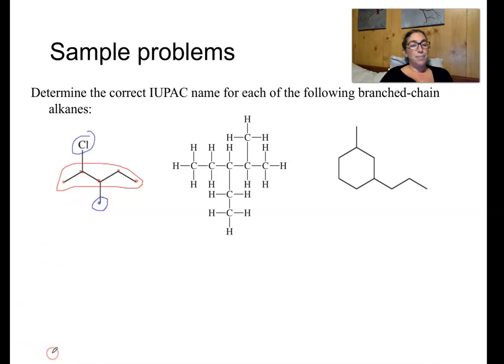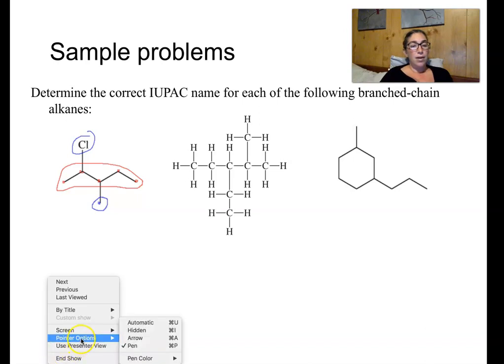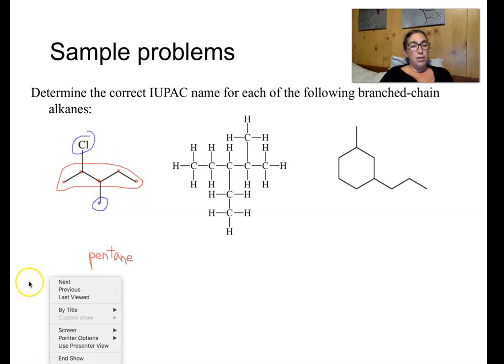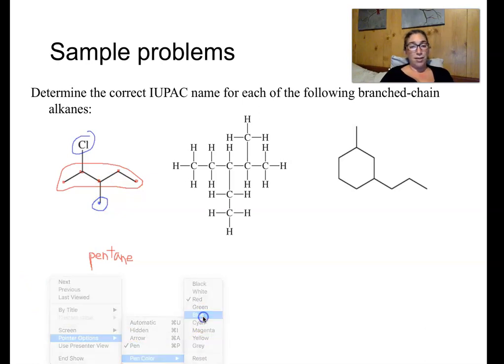So now I'm going to name it. So my parent chain, in red, my parent chain 1, 2, 3, 4, 5 carbons. I look at the table, and a 5-carbon alkane is called a pentane. So I'm going to write that out first. It's a pentane. I have 2 substituent groups. I have a chloro and a methyl group. So I'm going to write those in blue. Feel free to do your own color coding.